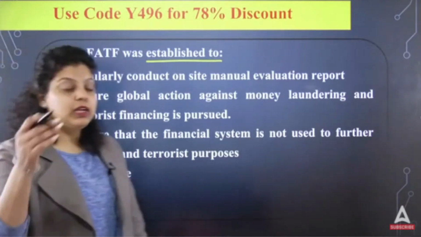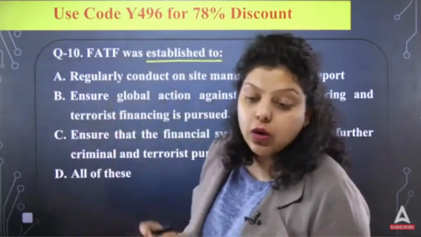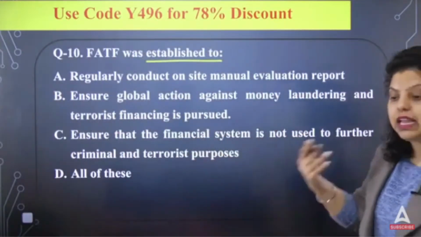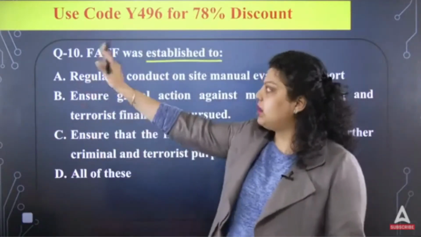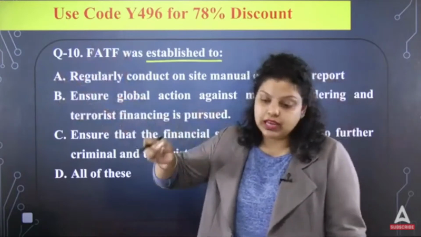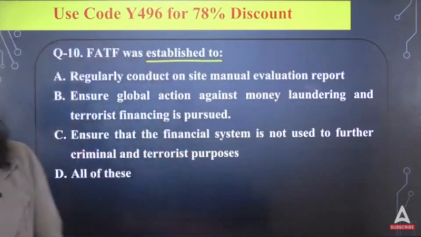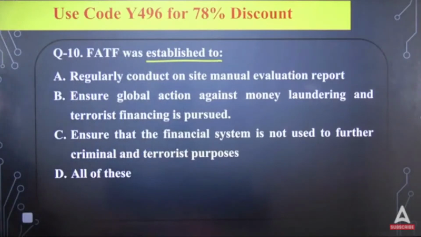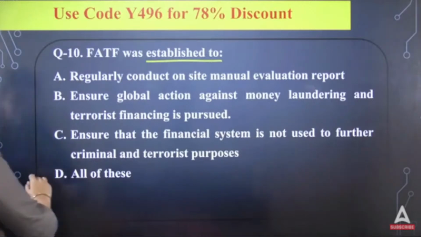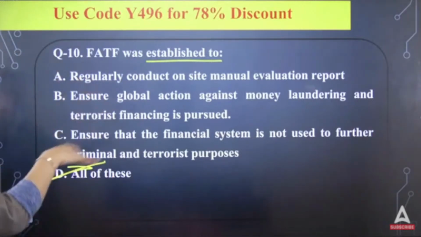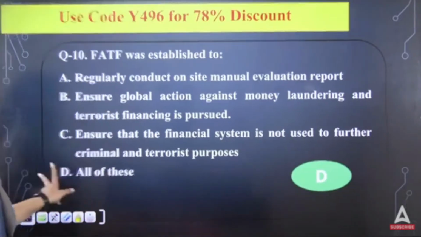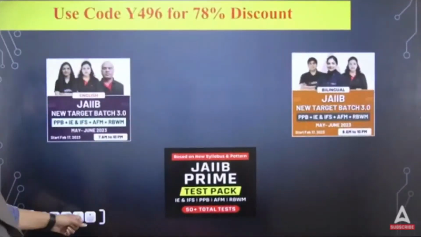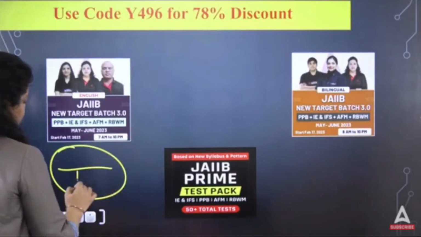FATF was established to. As we know, RBI controls money laundering, and RBI provides the KYC rules, the AML rules, the CFT rules in India. Similarly, at the international level, the same work is done by FATF. So the right answer for this question will be all of the above. All of these will be regularly done by the FATF, Financial Action Task Force. So the right answer will be your D option. Now let me know out of 10 questions, how many you have answered correctly.